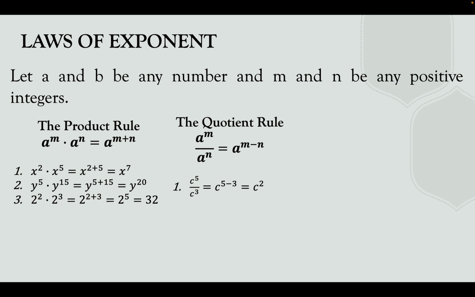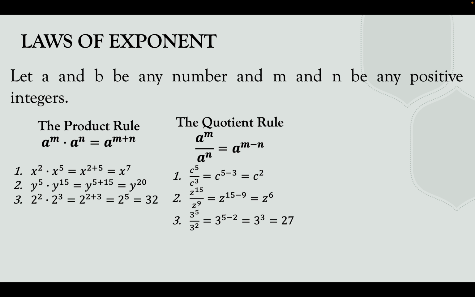Quotient rule. If you have the same base, you just need to subtract the exponents. So we have c raised to 5 over c raised to 3 equals c raised to 5 minus 3, so we have c raised to 2. Example 2, we have z raised to 15 over z raised to 9 equals z raised to 15 minus 9, so we have z raised to 6.